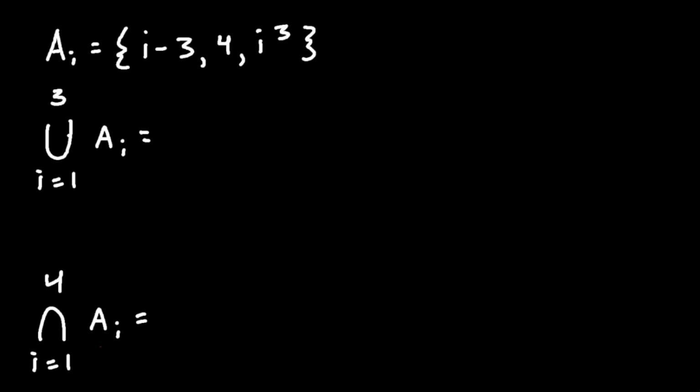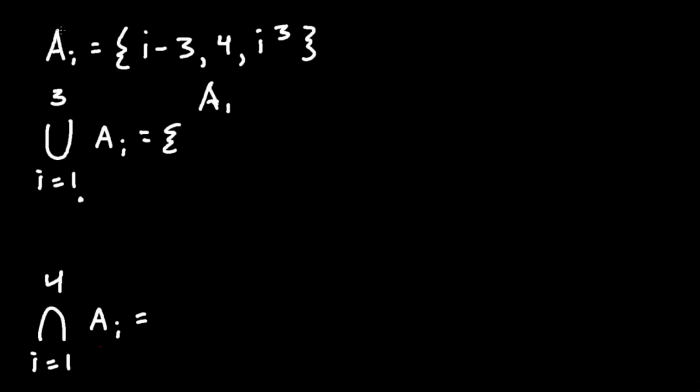So for this one, we start off at 1 and we actually end off at 3. And we have a different definition of this sequence, right? We have I minus 3, we have a 4, and we have I cubed. So remember, we start off with I is equal to 1, so we plug in 1 into here. All right, so we plug in 1 into A of I. That means we just get A of 1.